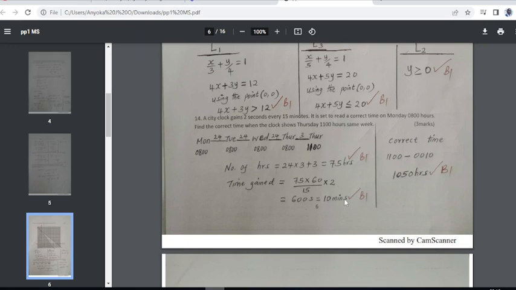Yes. We can go to question 14. A city clock gains 2 seconds every 15 minutes. It is set to read the correct time on Monday 0800 hours. Find the correct time when the clock shows Thursday 1100 hours, same week. Find the correct time, Thursday.